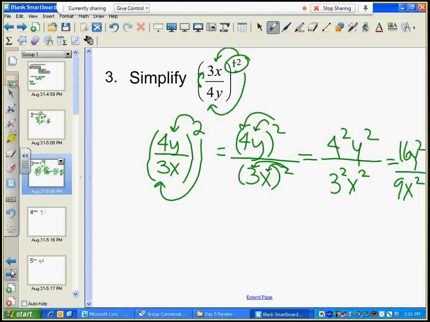I don't have same bases on top and bottom, so it looks good. There's nothing more to do. I'm done.